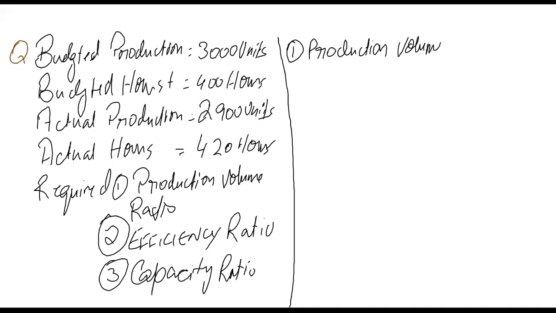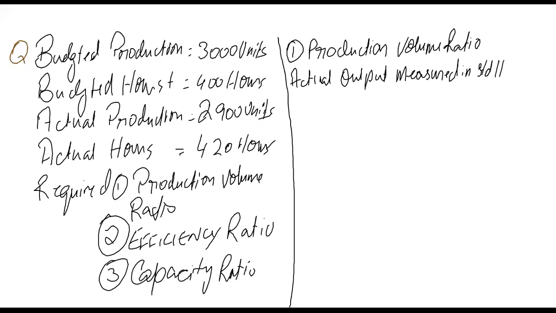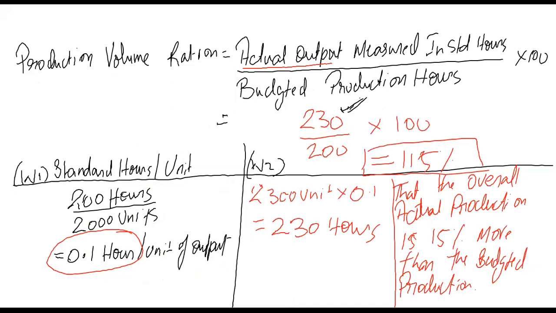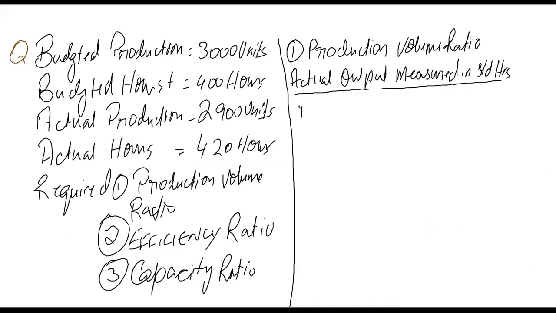volume ratio: actual output measured in standard hours divided by budgeted production hours, multiplied by 100. So first I need to calculate the actual output measured in standard hours.